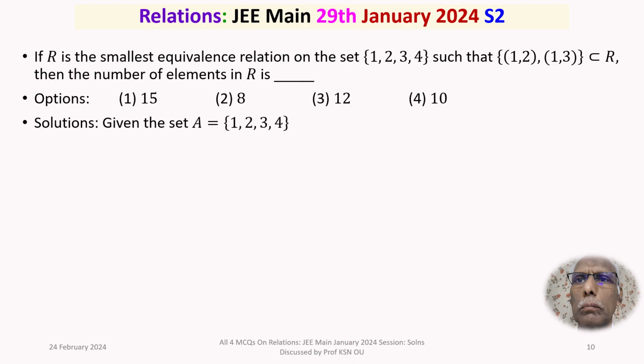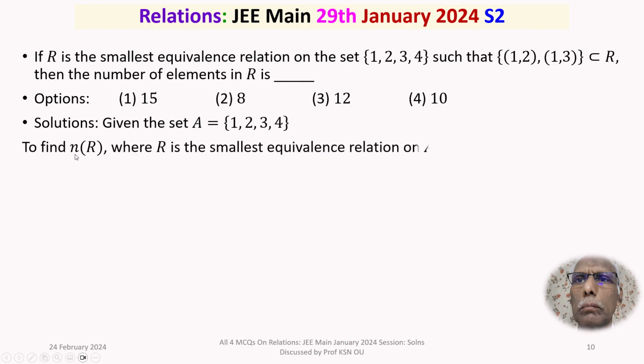Given the set A equal to {1, 2, 3, 4}. Now we want to find n(R), that is the number of elements present in R, where R is the smallest equivalence relation on A such that the set of ordered pairs (1, 2), (1, 3) is contained in R. So we have to find that relation R, which is the smallest equivalence relation on A, such that R contains these 2 ordered pairs (1, 2) and (1, 3). Then we want to find n(R).